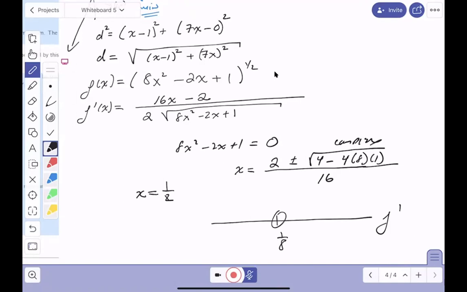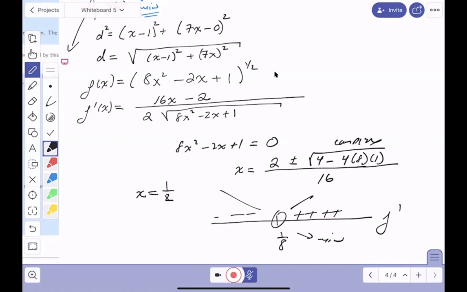All right, now pick a number to the right of 1/8, like 1, plug it in. And what do you get? Positive. Take a number to the left of 1/8, like 0, plug it in, and you're going to get negative, which is indicating to me a minimum.